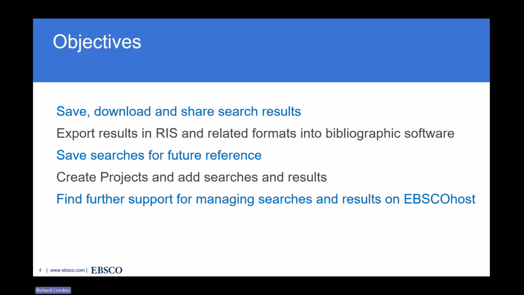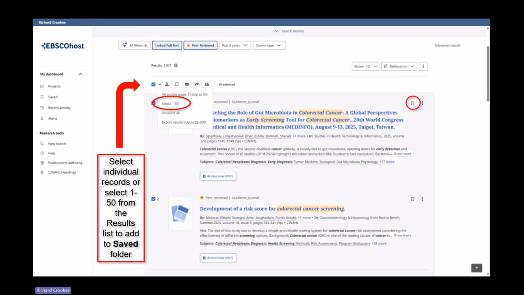So I'm going to go through a few screenshots initially, just to give you some context to this, and we'll go to the live demonstration in due course. But just to point out some of the key enhancements for this session. So you can see here currently, you can select individual records or 1 to 50 from the results list to add to the save folder. Now that figure is going to change. There is a process going on to increase that number, but it is 50 currently, as has been the case with Classic, but that is due to increase at some point in the near future.